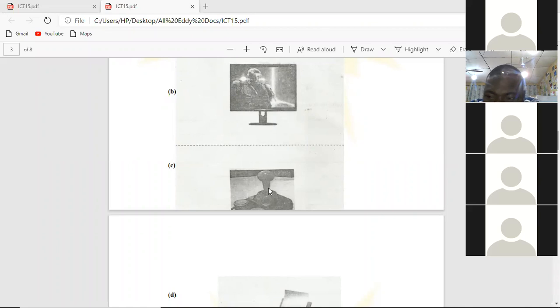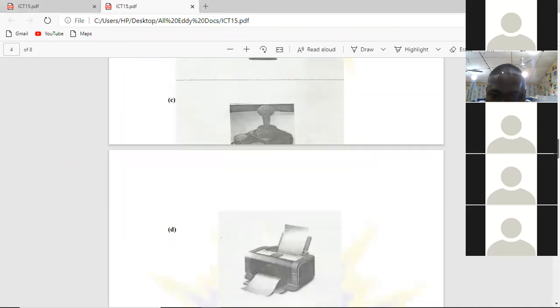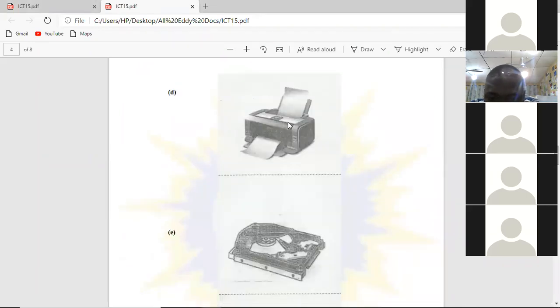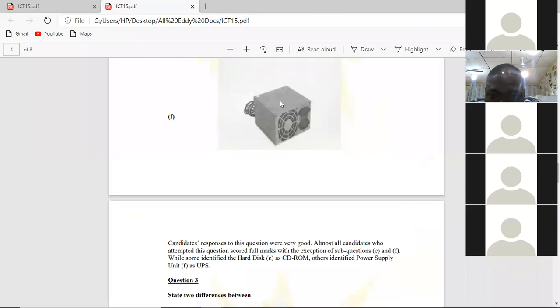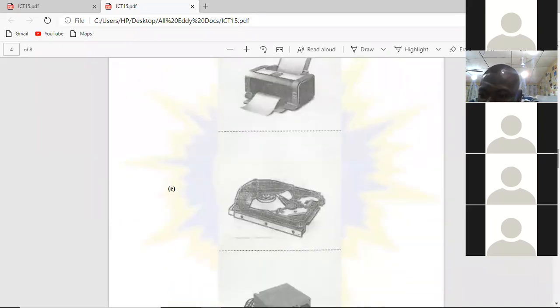What about this one? Joystick. It's a joystick. Okay, and then this one. Printer. Okay, it's a printer. And then what about this one? Floppy disk. Hey! What's that, floppy disk?